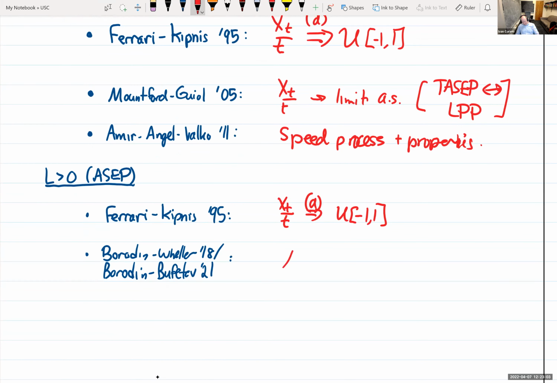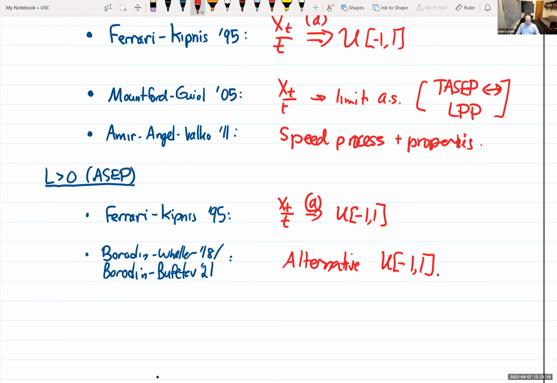And then there's an alternative method that's much more recent for showing this uniform -1,1 result that goes through some algebraic tools, what's called class position symmetry. Okay, so that's all I want to say about the previous work.